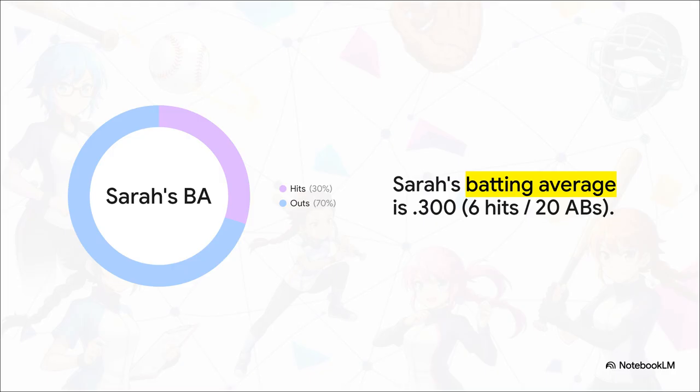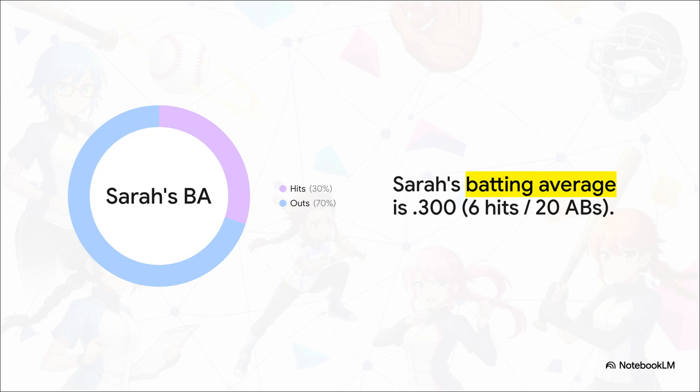We take her 25 plate appearances, subtract those 5 exclusions, and boom, that gives us exactly 20 official at-bats. Now we just divide her 6 hits by her 20 official at-bats, which equals .300. Sarah is hitting an outstanding .300. Think about it.